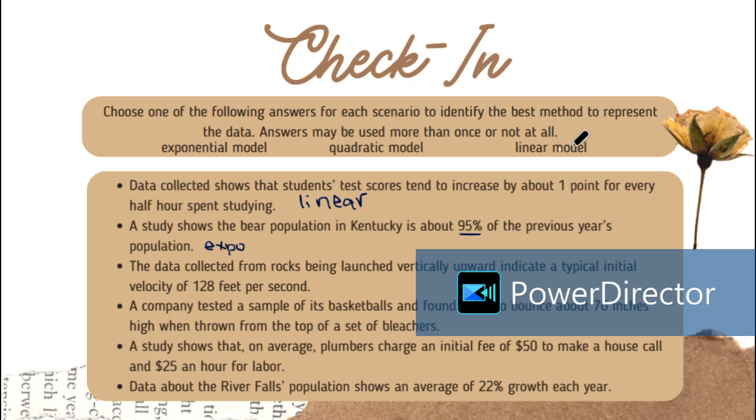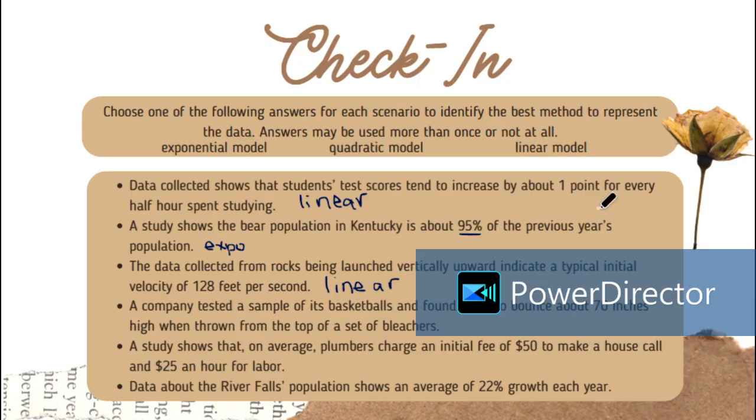The data collected from rocks being launched vertically upward indicate a typical initial velocity of 128 feet per second. So we're only dealing with the rocks being launched vertically upward. We're only looking at that. We're not looking at them falling. And we're looking at the velocity of 128 feet per second. This is probably linear. Everything's very steady, very stable, okay?